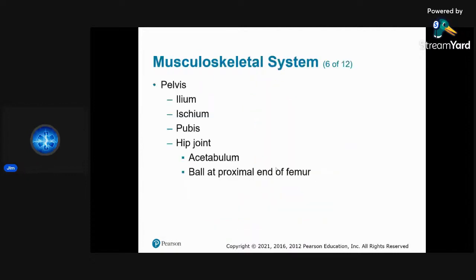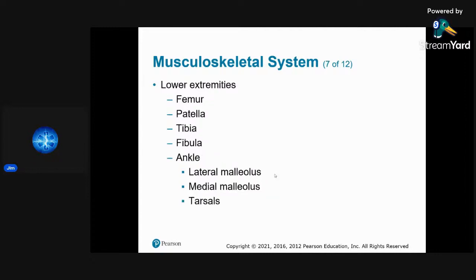The pelvic, the bones that make up that are the ilium, the ischium, the pubis, and the hip joint, or the hip, I'm sorry. It's a ball at the proximal end of the femur, right? So it's a ball and socket joint is what your hip is. Lower extremities, we have a femur, the large bone in the upper leg, right? Patella, that would be your kneecap.